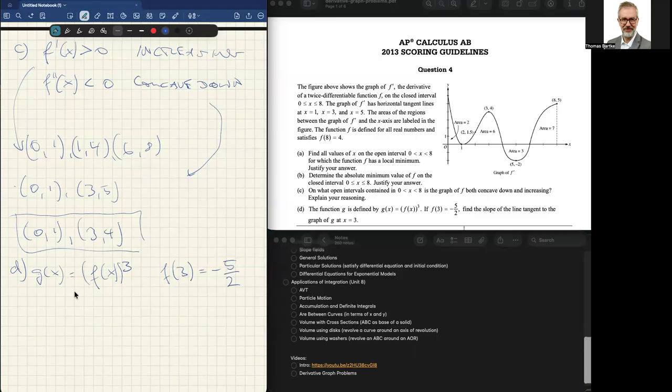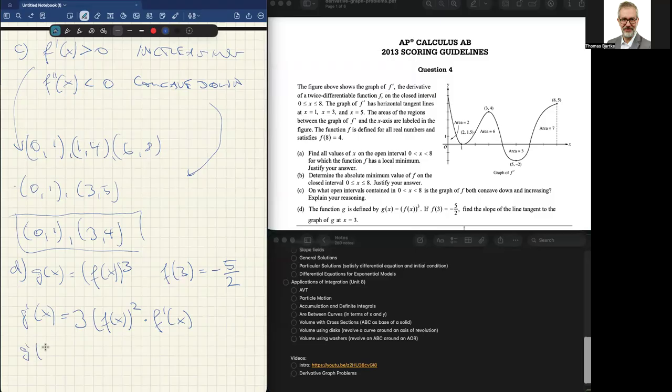So in this case, if we're looking for the slope of g at x equals 3, we have to find g prime of x. And we have to use the chain rule to differentiate this. So we're going to have 3 f of x squared, and then multiply this by the derivative of the inside, and that is f prime of x. Okay, that is g prime of x. And now what else are we given here? We're given f of 3, so that goes on the inside here. Let's plug this all in now.